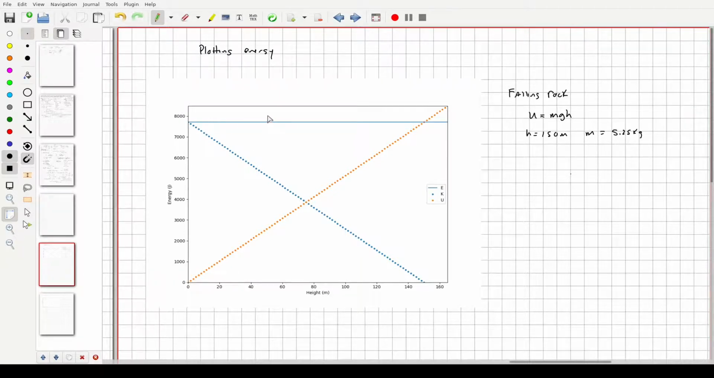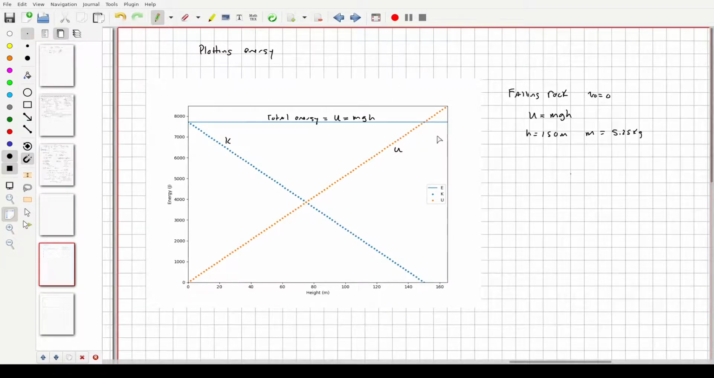Okay, so the straight line here would be if you plotted energy against height. This right here is the total energy. Since we're assuming this starts from rest, it would be the same thing as m times g times h, where h is 150 meters. Now, the dotted line that you see here, this blue one, is kinetic energy. And this line right here is potential energy.